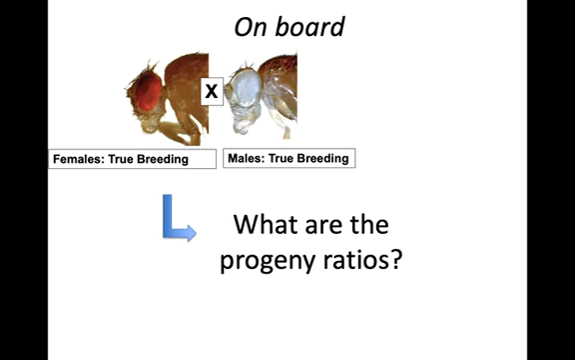Okay, so in this particular case, this was the first cross that was done. You can actually say what are the progeny ratios here for a female that's breeding true, meaning she's wild type, and the male that has the white eyes. All right, so we're going to do this on the board now.